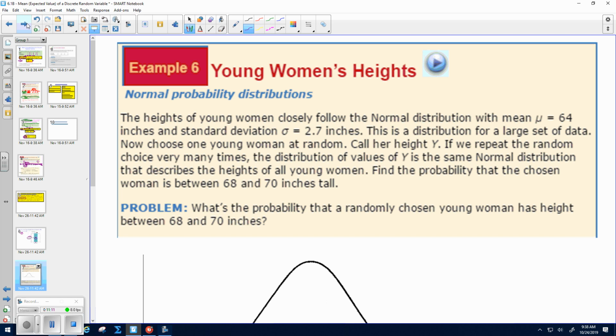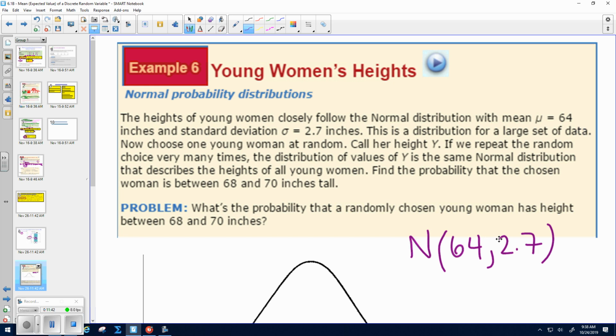Most of them will be normal curves. So back to chapter 2. So let's read this one. The heights of young women closely follow the normal distribution, where the mean is 64 inches and the standard deviation is 2.7. So I don't know if you guys remember this, but we're allowed to write capital N, where we put the mean, comma, the standard deviation. All right, that's just kind of organizing your data right there. This is a distribution for a large set of data. Now choose one young woman at random.